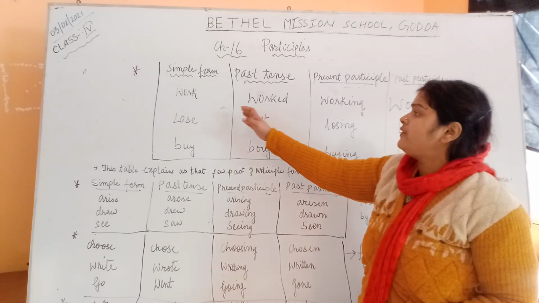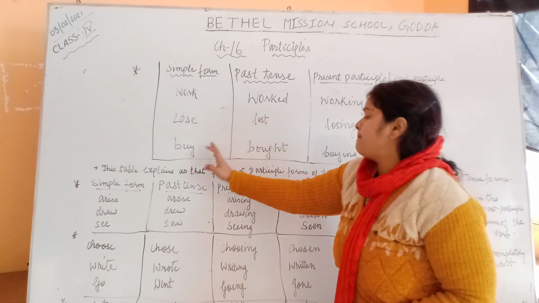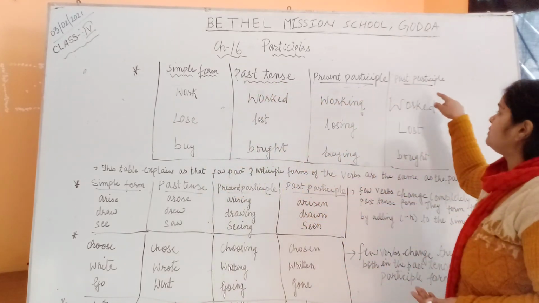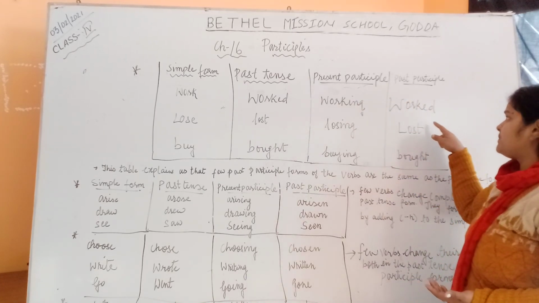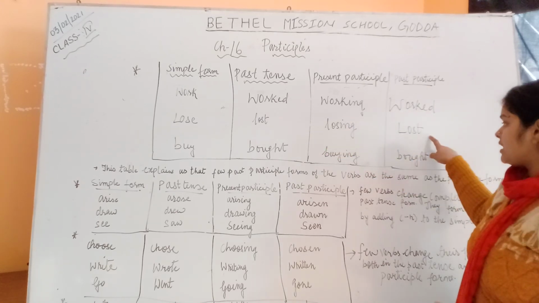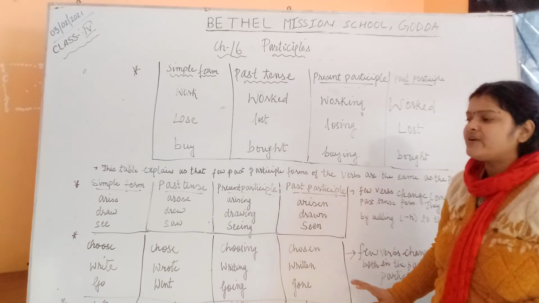So when I have explained that work is worked, lose is lost, buy is bought, here in the past tense again it is changing in the present participle by adding ing, and ed is being added in the past participle. Work is worked, lose is lost, and buy is bought. So here three tables give you a perfect explanation.